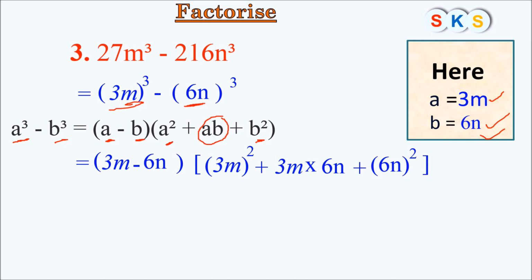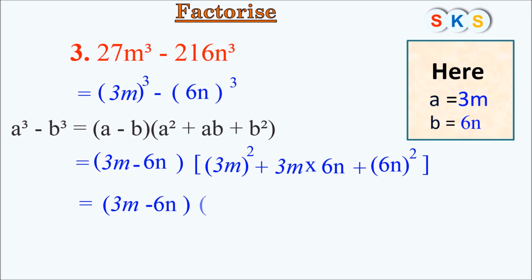Now we will simplify. After substituting the values of a and b in this formula, we will go for further simplification. In the first bracket we get 3m minus 6n, which cannot be simplified further, so we will copy it as it is, 3m minus 6n. In the second bracket the first term is 3m the whole square, which means 3m into 3m. 3 into 3 is 9, and m into m is m square.